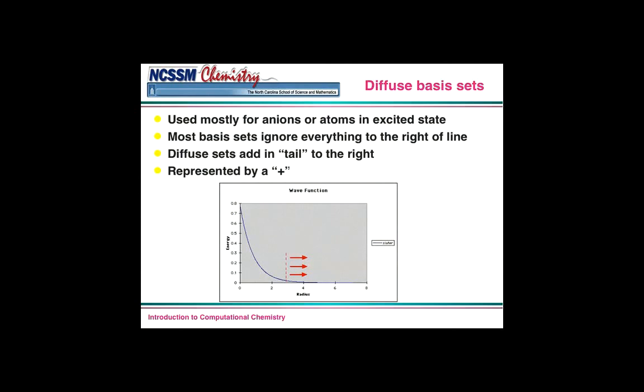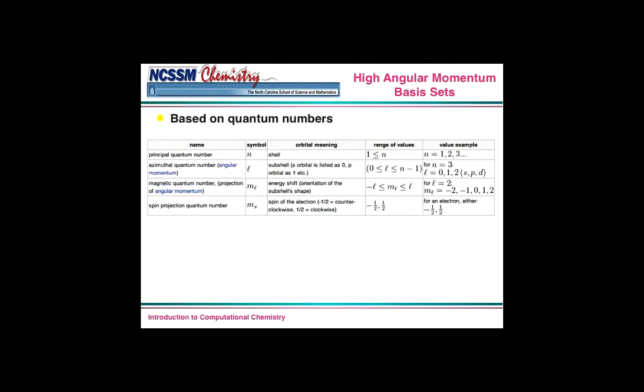So again, if you're doing anything with a charged atom or a charged molecule, anything that's an anion, like SO4 2 minus, if you were studying the sulfate ion, you would definitely want to use the diffuse basis sets. Okay, there's also what's known as high angular momentum basis sets, and I'm not going to talk about these at all. I'll put this graphic up here.